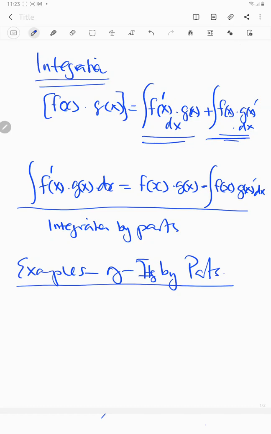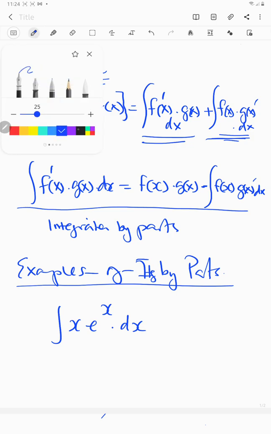Now, as I said earlier, we are going to continue looking at this. Let's take an example. We have the integral of x e^x dx, and we should be able to integrate this. Normally, from this point, I can label the parts like this.